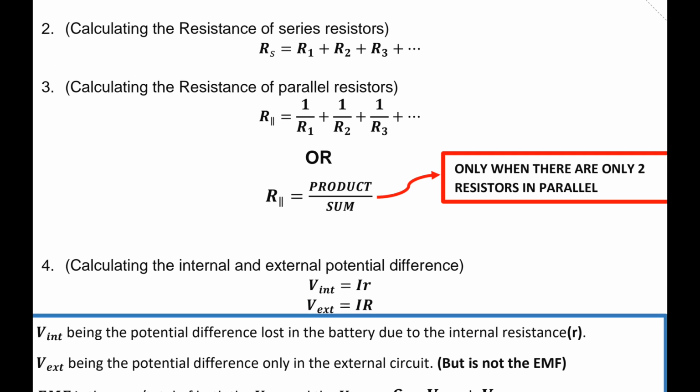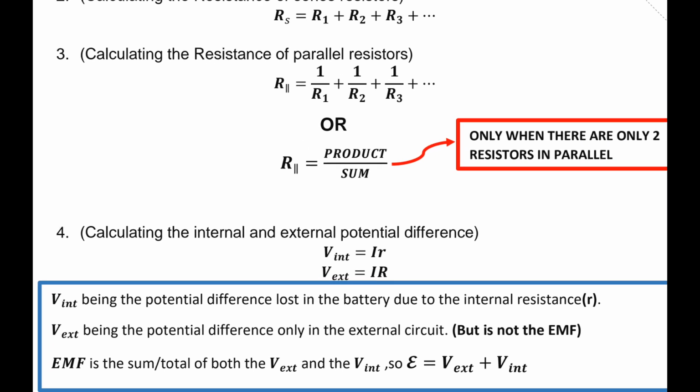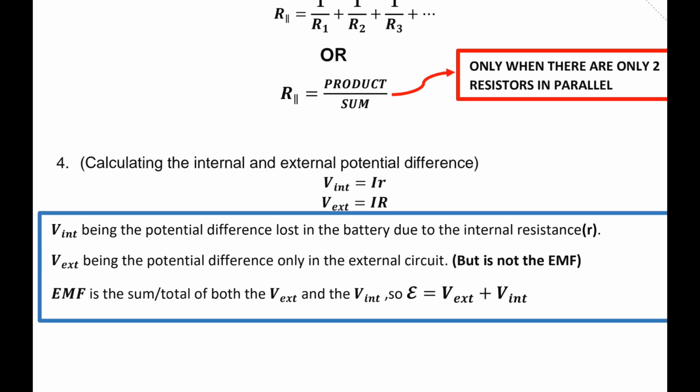We multiply at the top and add at the bottom. We only use this formula when we've got two resistors in parallel. If we've got three resistors in parallel, we have to use the other formula: R parallel equals 1 over R1 plus 1 over R2 plus 1 over R3 plus 1 over R4 plus 1 over R5.